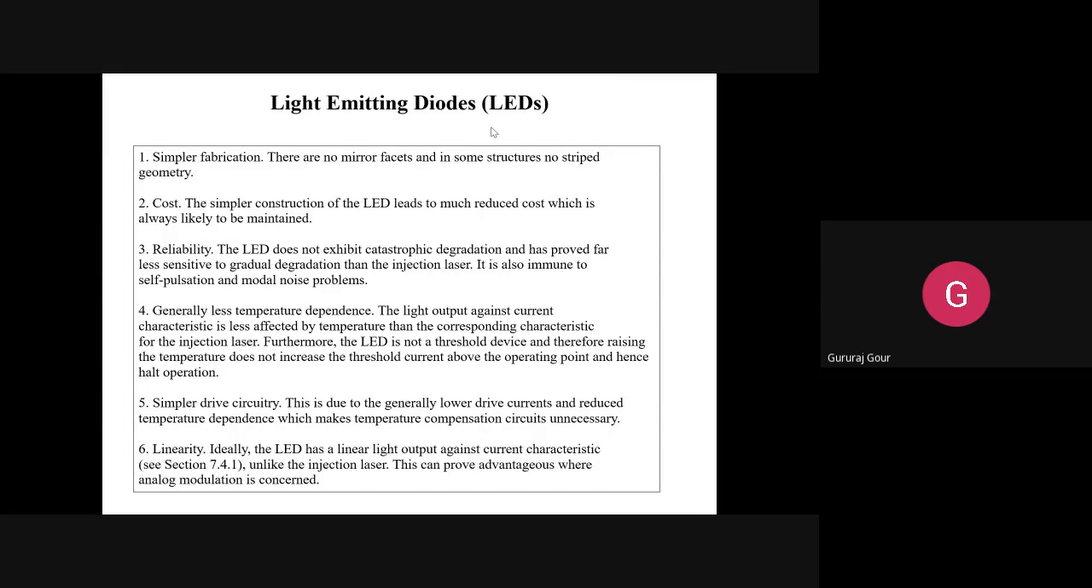Sometimes you can see many of the points we are comparing with the laser. So the advantages of LEDs can also be viewed as a comparison, a trade-off between LEDs and laser. So this particular slide will give you a glimpse of both the advantages, or similarly it can also be written as a trade-off between the LED and the laser comparison.